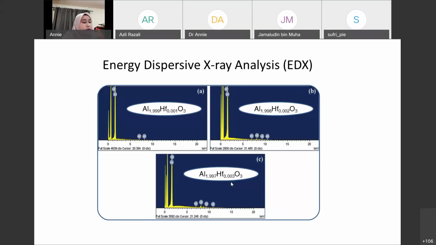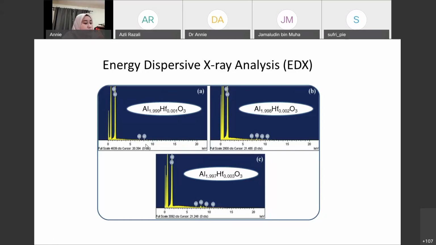This analysis helped me to confirm the presence of hafnium ions in aluminium oxide. What we have here is that aluminium and hafnium elements are clearly identified in the corresponding spectrum. We can see that aluminium is detected at the K alpha of around 1.4 keV, while hafnium is detected at M alpha 1.6 keV and L alpha at around 7.9 keV. So the EDX results have substantiated and supported the results from the XRD.